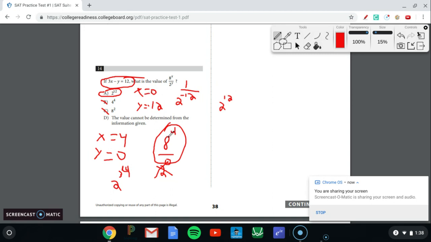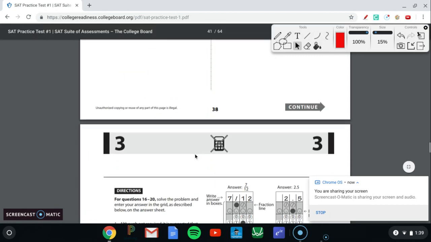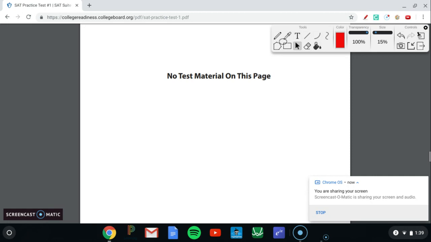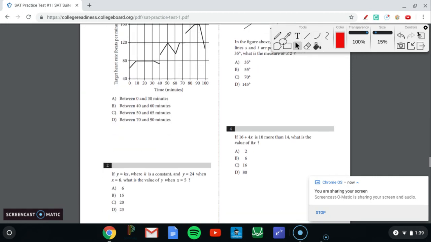Either take 8 to the 4th and break it down, or if you chose two different numbers where you made x 0 instead of y 0, you would see it's 1 over 2 to the negative 12. You flip it, and you'll get 2 to the 12th. All right, let's go all the way to the math with the calculator section and go to question 8.